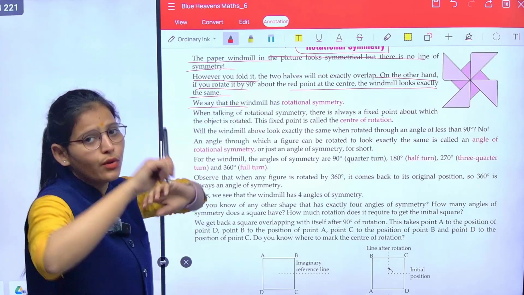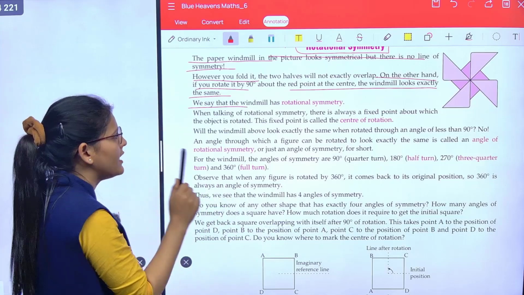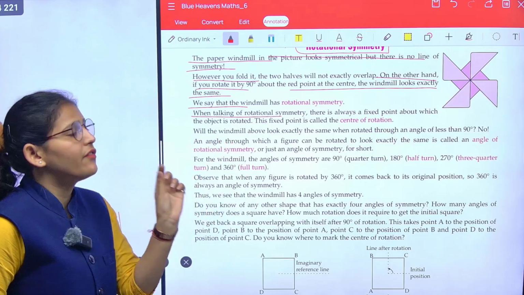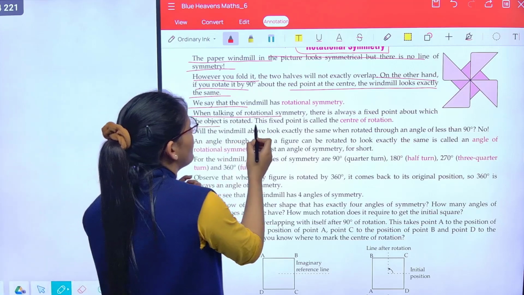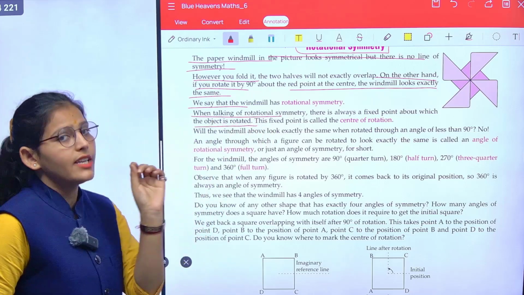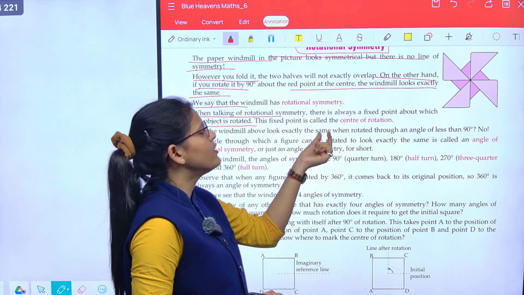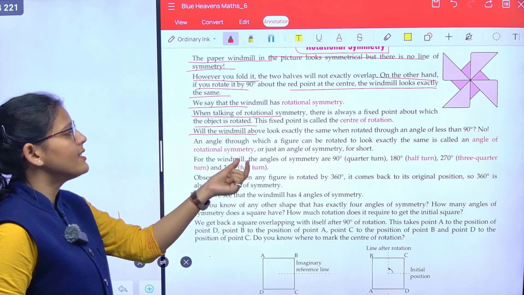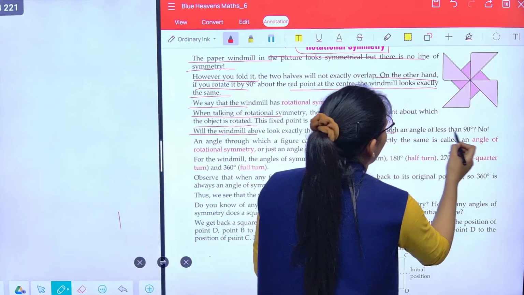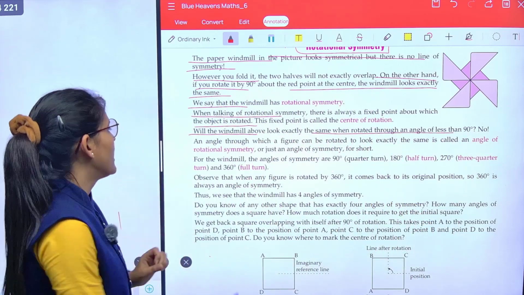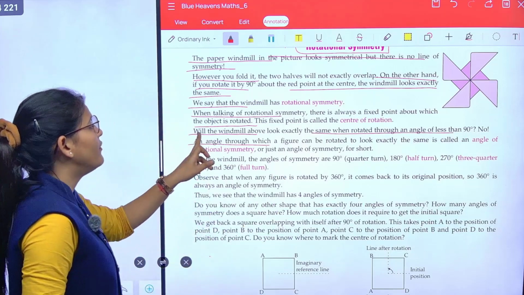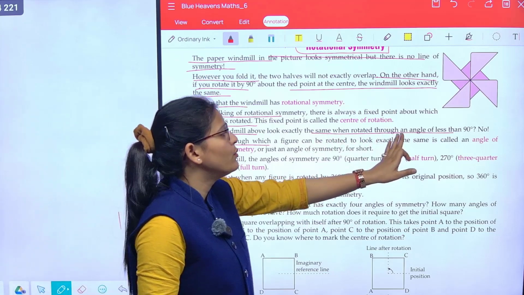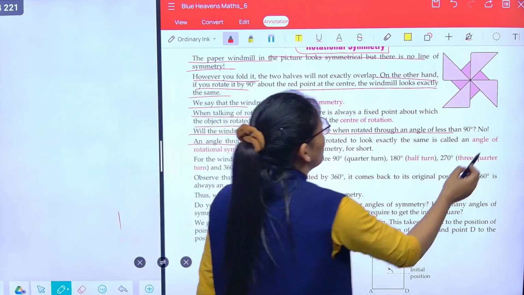क्या है इसके पास क्लास? रोटेशनल सिमेट्री है. लाइन्स ऑफ सिमेट्री नहीं है. When talking of rotational symmetry, there is always a fixed point about which the object is rotated. This fixed point is called the center of rotation. क्या कहते हैं हम इस fixed point को? Center of rotation कहते हैं. Will the windmill above look exactly the same when rotated through an angle of less than 90 degrees? No. वो नहीं होगा exactly same.